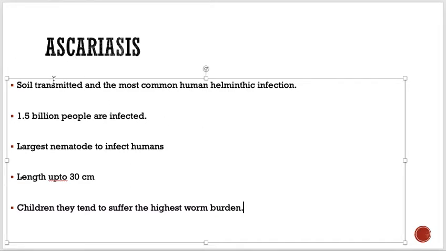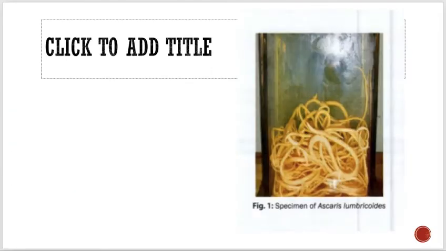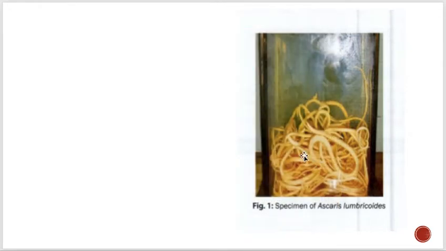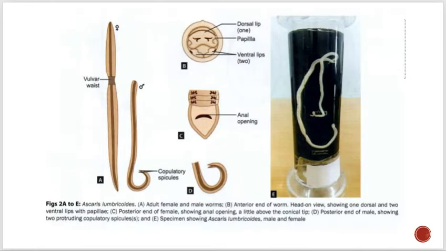Now, to tell you how they look like, you can see over here, they collected a lot of Ascaris lumbricoides in a jar, and how the worm looks. You can see the male and the female shown over here. They are roundworms. They are cylindrical in shape. They have tapering ends. You can see the tapering ends, right?